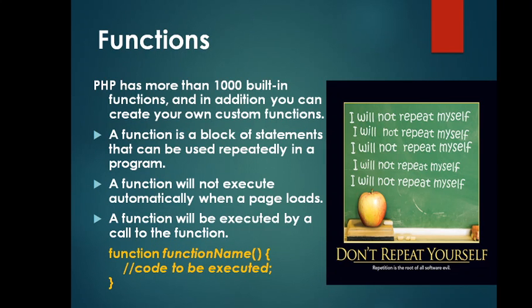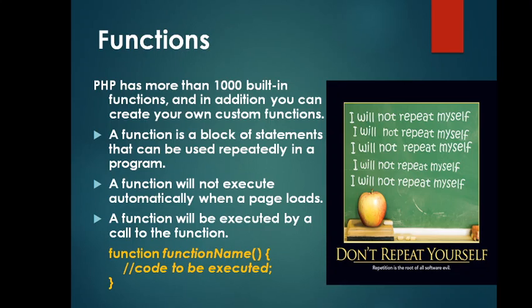With functions, PHP has more than 1,000 built-in functions. And in addition to that, you can create your own custom functions. A function is simply a block of statements that can be used repeatedly in a program. So in programming, there's this practice that's called DRY coding, and DRY stands for don't repeat yourself. The reason that we have loops and functions is so that we can write repetitive code once and use it multiple times after that.